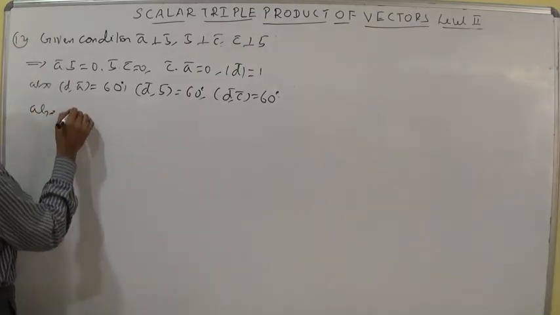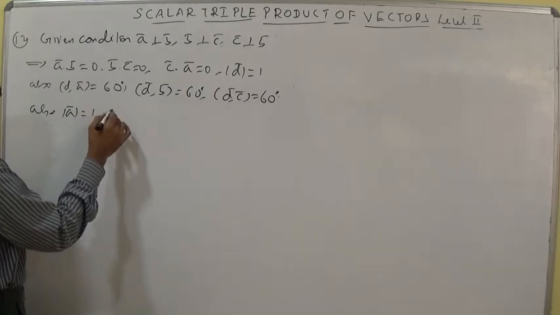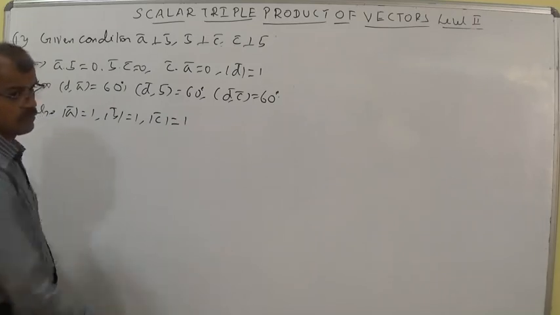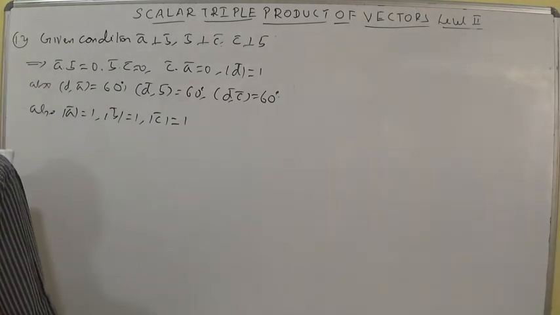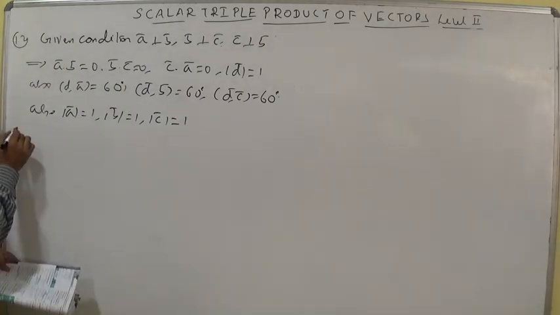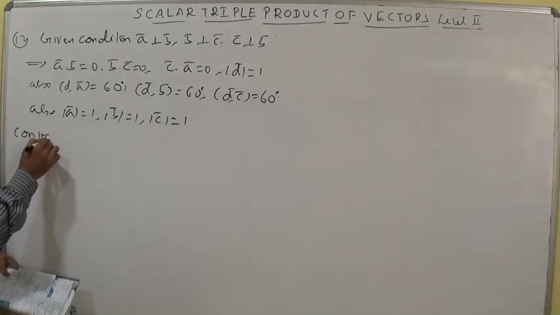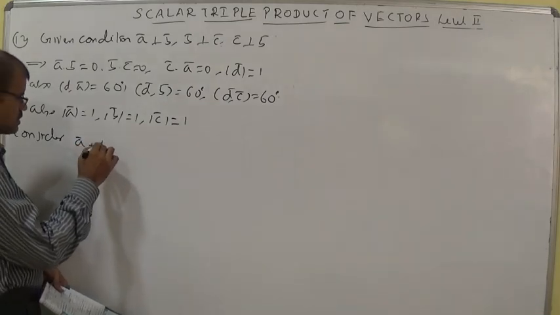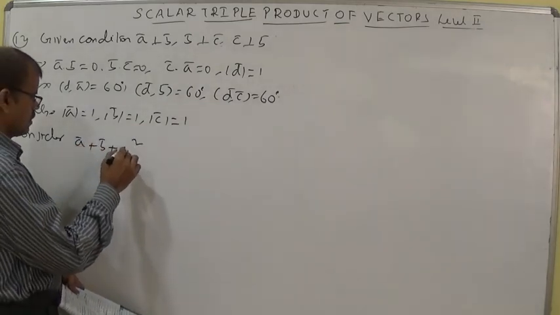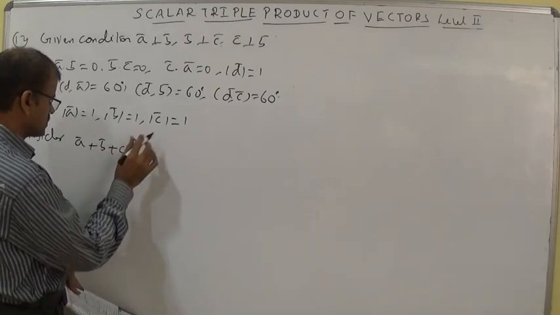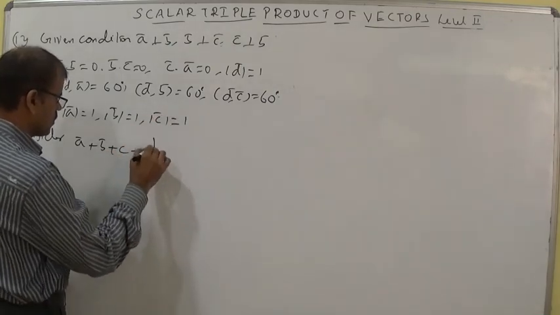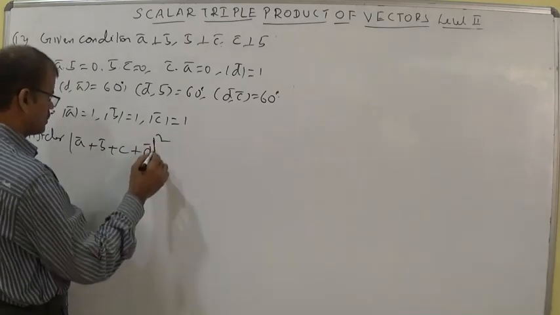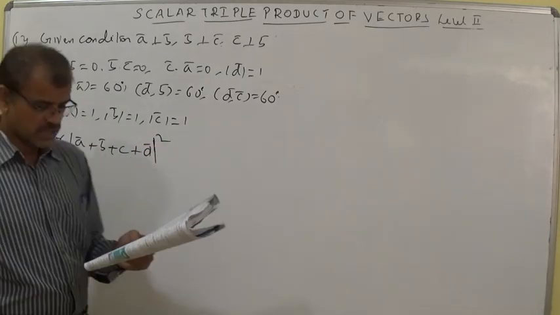Also the data given: mod A is equal to 1, mod B is equal to 1 and mod C is equal to 1. Now consider the value (A bar plus B bar plus C bar plus D bar) whole square, that is, the modulus of A bar plus B bar plus C bar plus D bar, whole square. So what is the value?